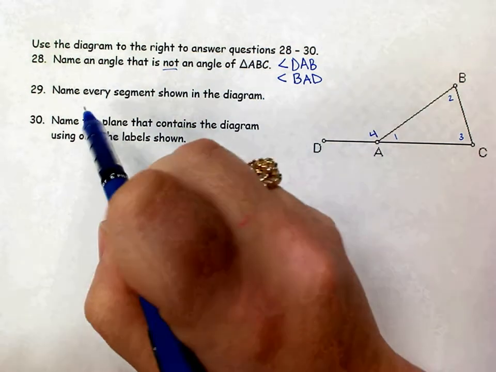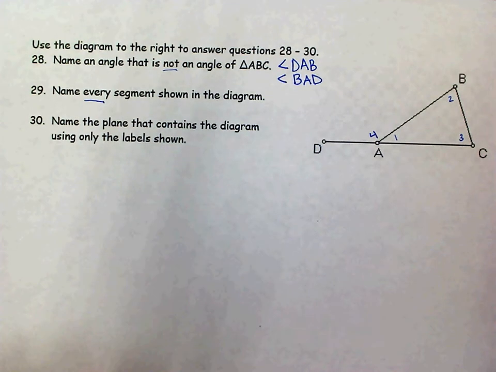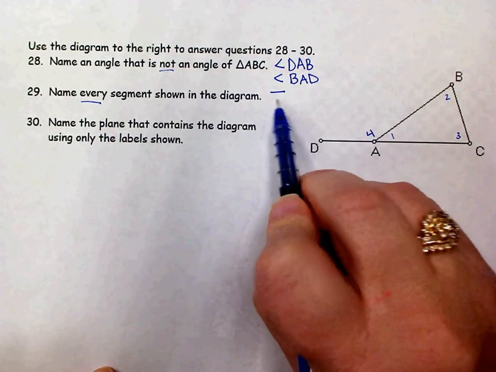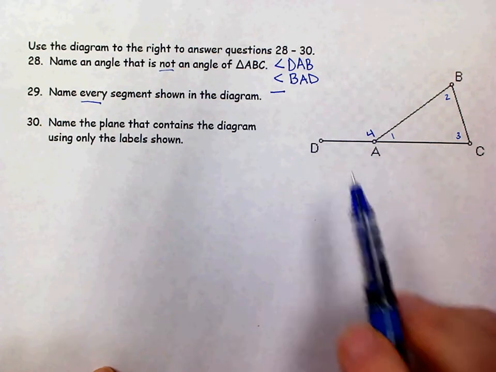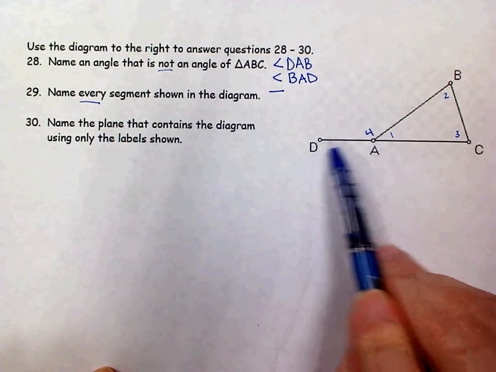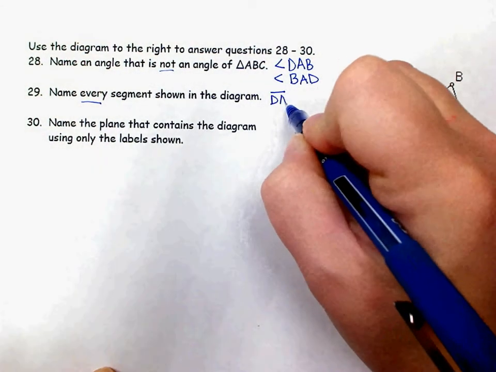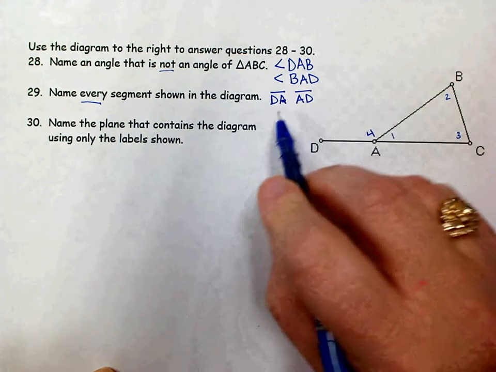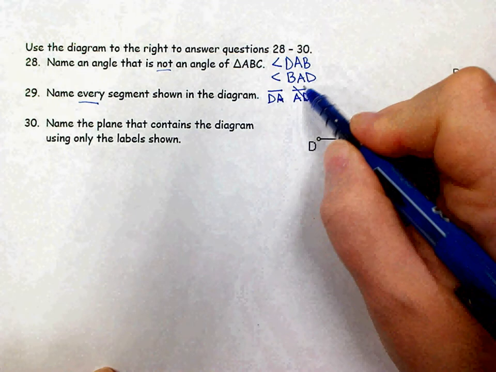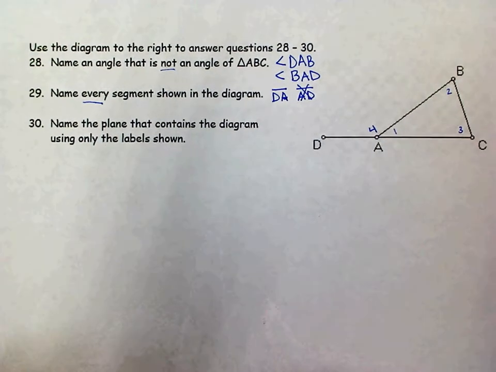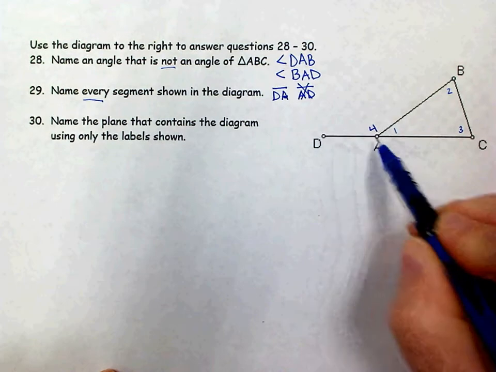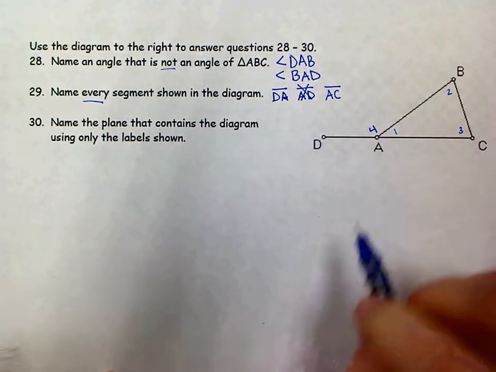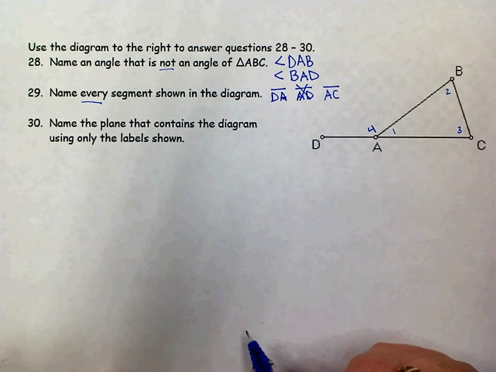Number 29 asks us to name every segment shown in the diagram. So remember, when we're naming segments, we're going to use a segment bar, and then we name a segment with its endpoints. You only use 2 letters. So here's a segment right here. Starts at D, ends at A. I wouldn't name segment AD as another segment because those are exactly the same segment. I could name it either way, but I'm not going to put both. Here's another segment going from A to C that I would either name segment AC or segment CA, but I'm not going to give both because those are the same segment.